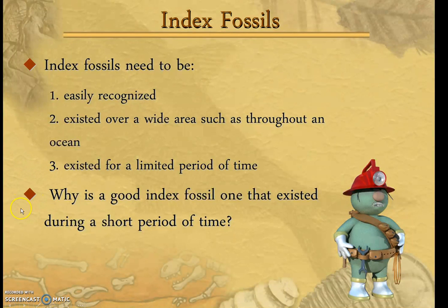So that may cause you to ask, why is it a good idea? Why is a good index fossil one that existed for a short period of time? And that's because then scientists can date the rocks that fossil is found in. If they know a certain fossil lived only 600 million years ago, if there's a fossil of that plant in a rock, scientists know that rock must be about 600 million years old.